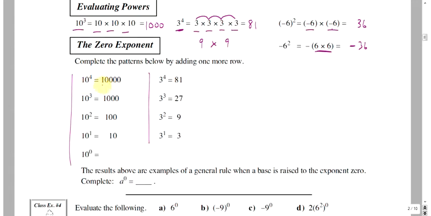10 to the 4. Well, 10 times 10 times 10 times 10 is 10,000. 10 cubed. We just did that one. That's 1,000. How did this change from here to here? We have one less zero. 10 squared is 100. Is that one less zero? 10 to the 1 is just 10. Is that one less zero?